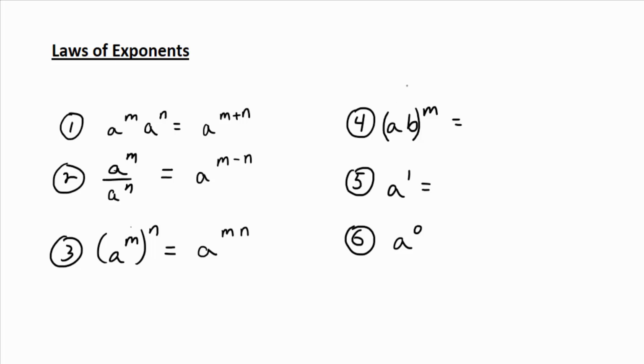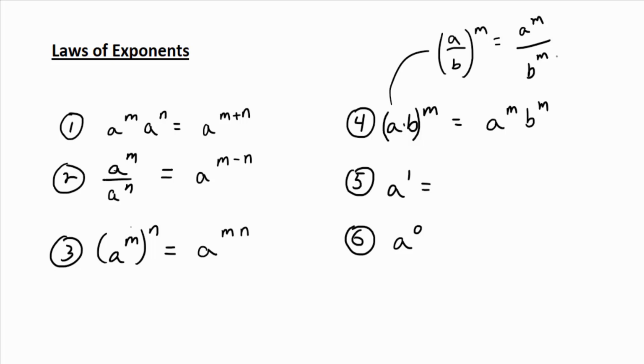Number 4, what if you have a times b in parentheses to the m power? What does that equal? A to the m times b to the m. The operation has to be multiplication or division; it works for division too. It's not exactly the same thing, but same idea. It splits up. Does it work for addition or subtraction? It does not split up over addition and subtraction.